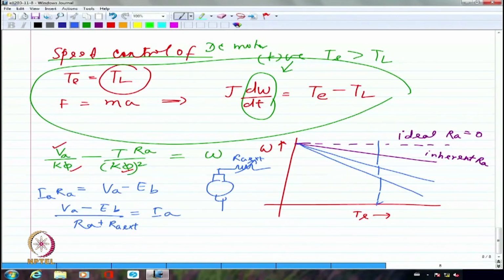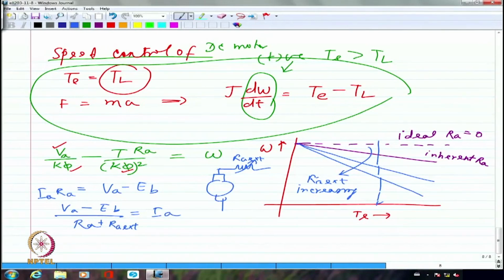But this is going to be extremely lossy. If I look at the whole thing, I am going to have an extremely large amount of losses. Please imagine the armature current is tens of amperes, and what I am including as an external resistance may again have a large value. It may not be as small as the armature resistance, but still I will have maybe 1 ohm, 2 ohm, 10 ohms, whatever. So I am going to have a huge amount of power dissipation in this method of speed control. This is RA external increasing. If I increase RA external, I am going to get more and more drop in the speed for a given torque value.